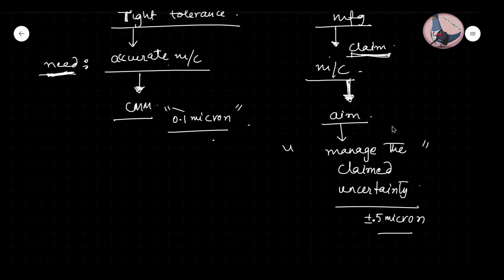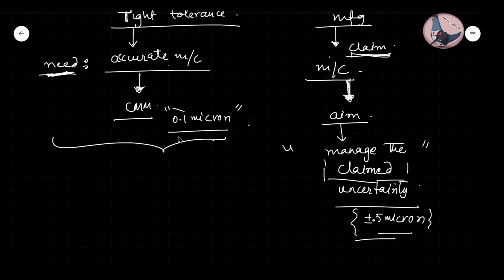Suppose my machine is telling you 1 meter, it can be 1 meter plus 0.5 micron or 1 meter minus 0.5 micron. So this 0.5 micron uncertainty is there in my machine. This is what he will try to maintain, and he will try his best to maintain this claim. This will be the aim and claim of the manufacturer, what he will try to meet.